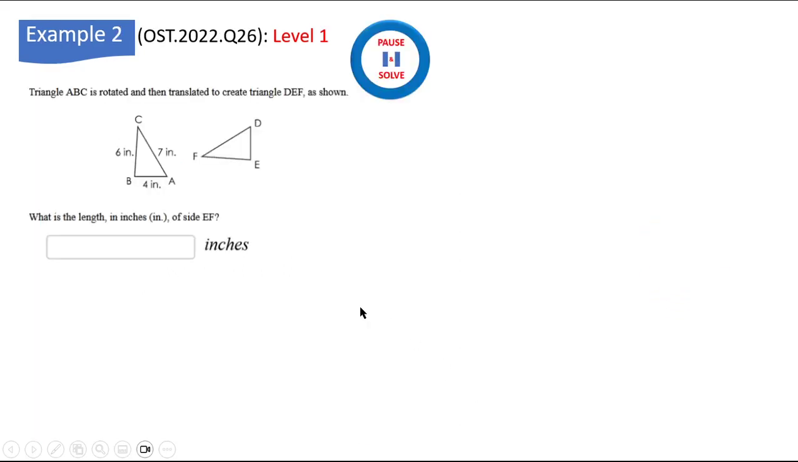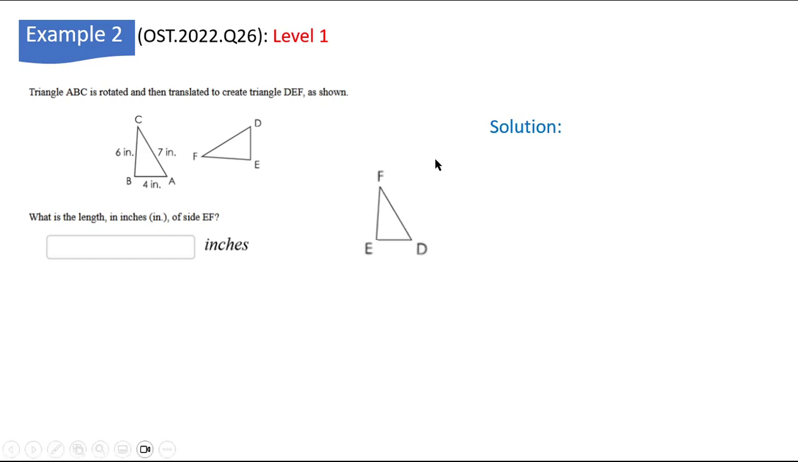Example 2. Triangle ABC is rotated and then translated to create triangle DEF as shown. What is the length in inches of side EF? I mean, you can see how this is really straightforward, simple. What you can do, you can rotate this back this way if you want, and then you can see what is matching what. So obviously, this here is the same as this 6. This is 7, the longest of the edges, and this is the smaller of the edges. You can do it this way too. See, that's 4. So obviously, the answer is 6.